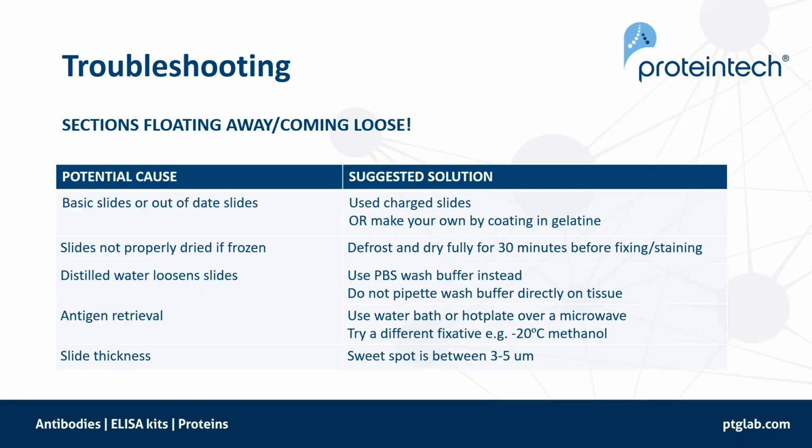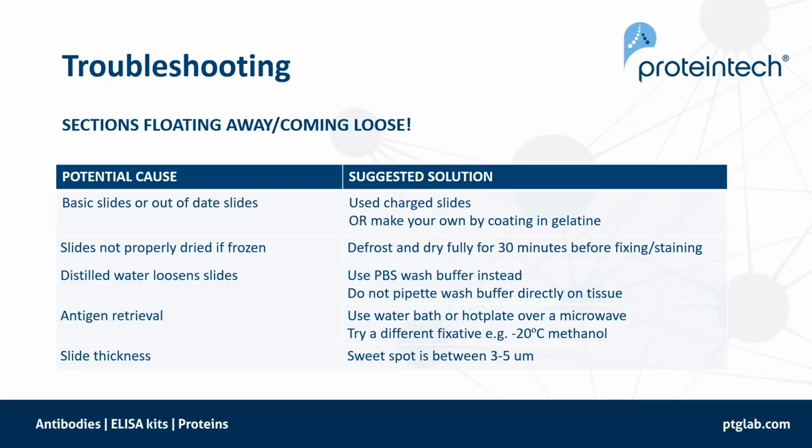I've had a lot of questions recently about what to do if your sections float away or come loose. It could be that you're just using basic glass slides or out-of-date charge slides. At Proteintech, I myself have always used charge slides, and our R&D always suggest using charge slides. So you can buy these from many manufacturers, for example, the Superfrost Plus. I know they're really good for IHC.